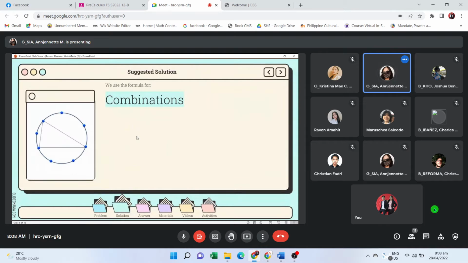We will use the formula for combination: nCr is equal to n factorial over r factorial times the quantity n minus r factorial. nCr is the number of combinations. The term n is the total number of objects in the set, and the term r is the number of chosen objects of the set.